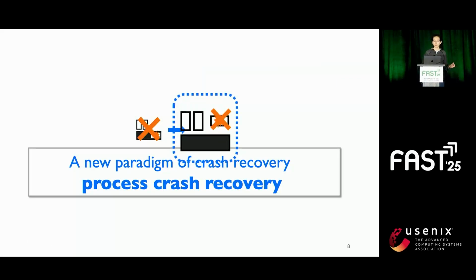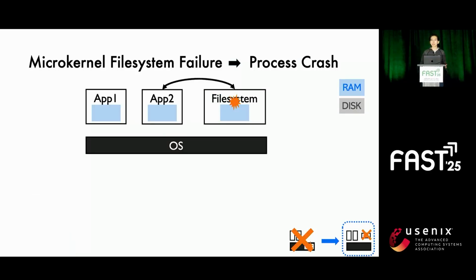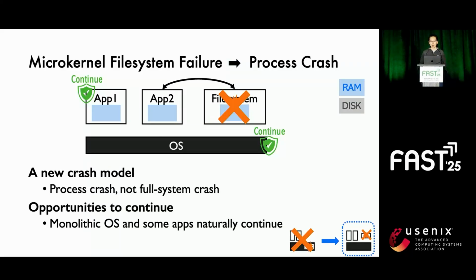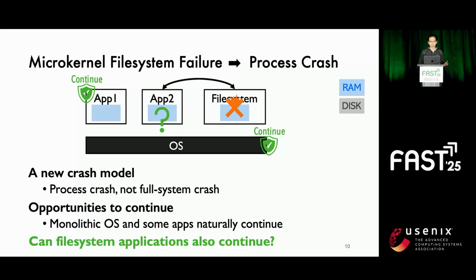So what happens when the file system is a process? When the microkernel file system fails, it only causes a process crash, not a full system crash. We have a completely new crash model and more opportunities to continue. Firstly, we can see that the OS and other applications naturally continue, which is great. The question is, can applications that are using the file system also continue? And why is it hard?